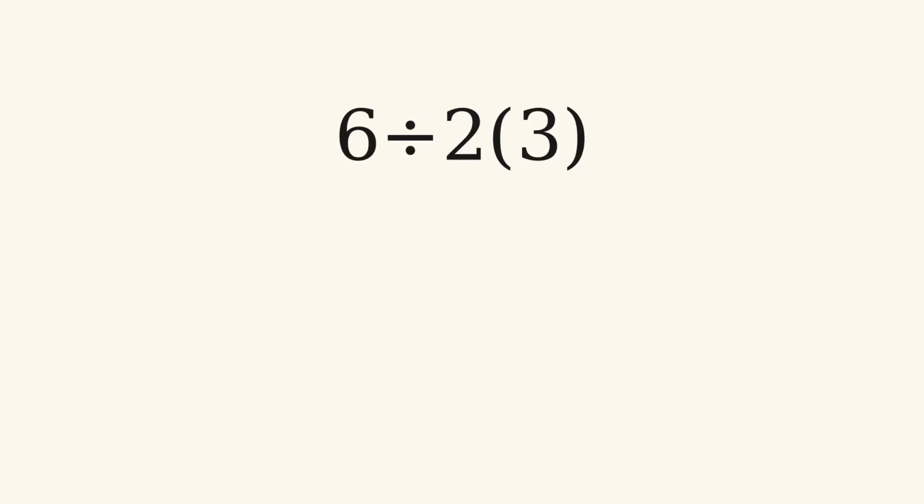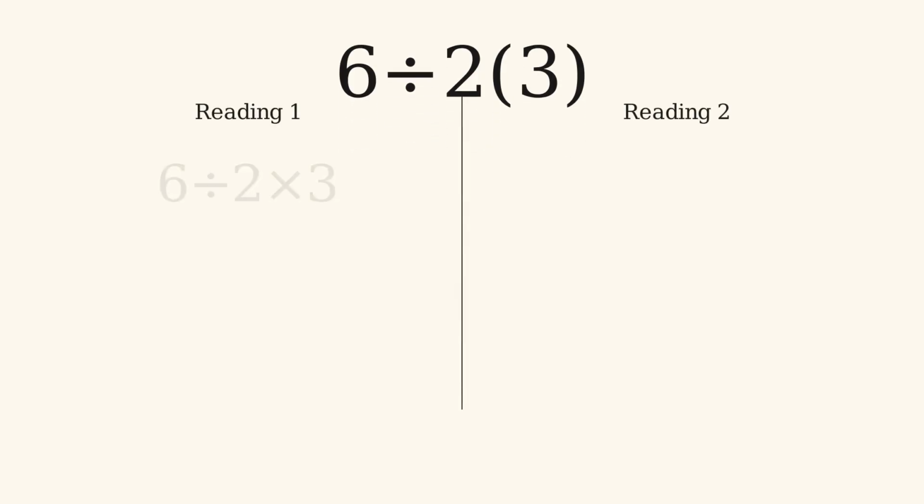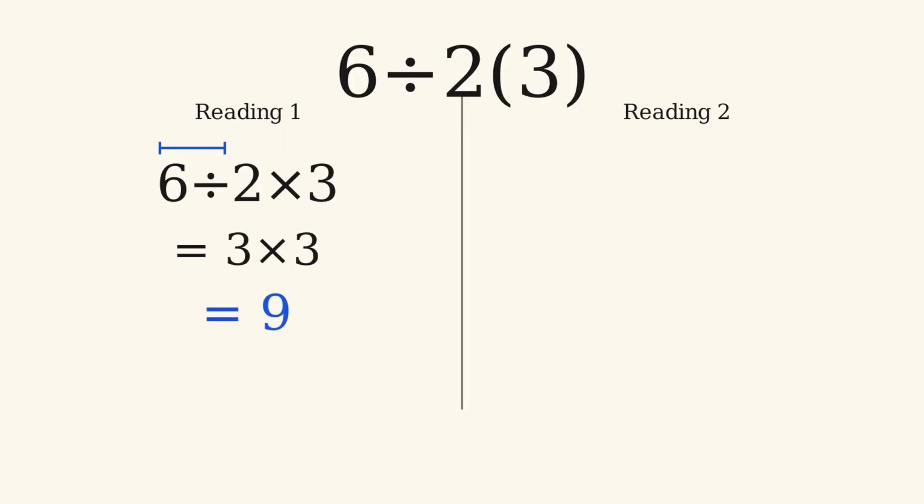So now we've got 6 divided by 2, and then a 3 sitting right up against a bracket with no sign between them. And that little gap between the 2 and the 3 is where everything falls apart. The first camp reads left to right. Standard procedure, same priority. 6 divided by 2 gives 3. 3 times 3 gives 9. Clean, consistent, done.